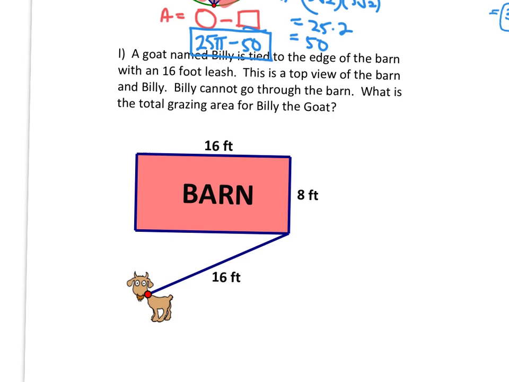This problem says a goat named Billy is tied to the edge of the barn with a 16-foot leash. This is the top view of the barn, and Billy cannot go through the barn. What's the total grazing area for Billy the goat? Okay, so understanding this problem, Billy is tethered right at this point of the barn. So the question is, find the area of the space in which Billy can graze.